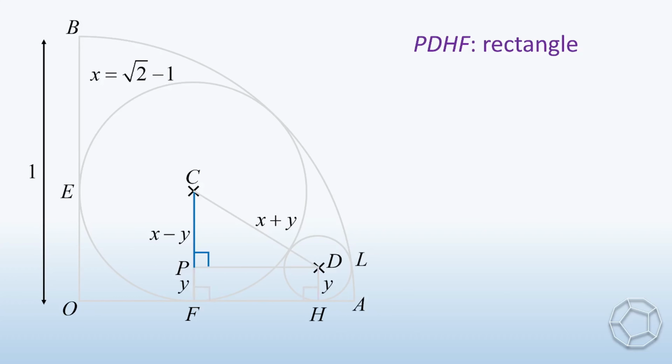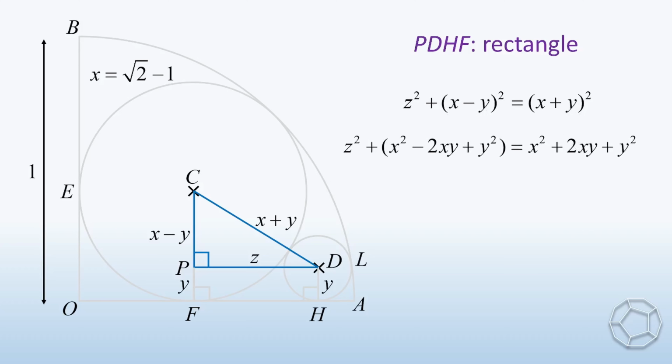Next, we look at the blue triangle. Let PD equal z. Because it's a right-angled triangle, z squared plus bracket x minus y whole square is equal to bracket x plus y whole square. We expand the two perfect square terms on both sides. Now, the x squared terms and y squared terms can be cancelled out. So z squared is equal to 4xy. That means z is equal to 2 times square root xy. With this value, let's go back to the purple rectangle.